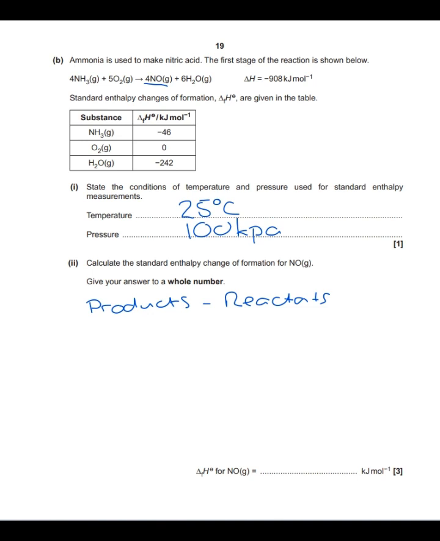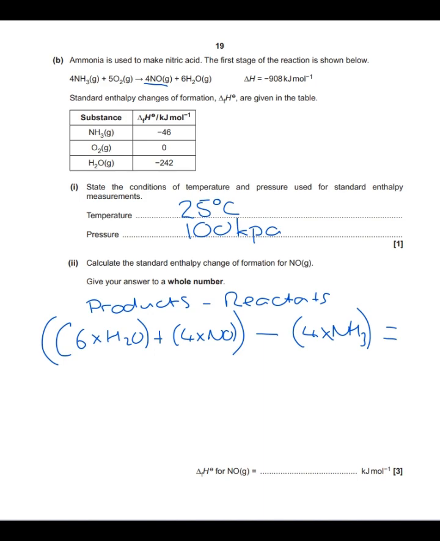So our products, we've got 6 lots of water. We have got 4 lots of NO, and we're going to take the reactants away from it. So we've got 4 lots of 4 moles of ammonia. We're not going to include oxygen's value of 0, and then that will equal our minus 908. So we're going to try and work out what NO is.